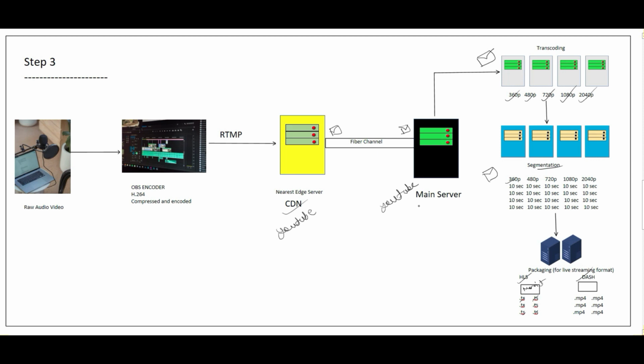So in the third step, these are the tasks of the main server. The main server will first do the transcoding, then send for segmentation, and after the segmentation the packaging will be done, in the format of HLS and DASH.